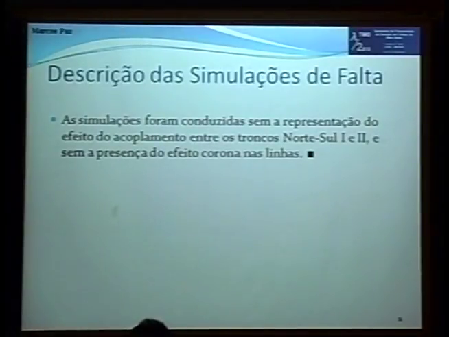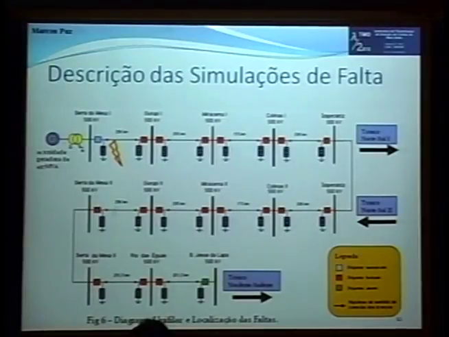Simulations were conducted without the representation of the coupling effect between the north-south 1 and 2 trunks, and we did not consider the corona effect in the lines because the corona effect would decrease the overvoltage, and our purpose was to verify the maximum voltages that could happen as a result of the faults.